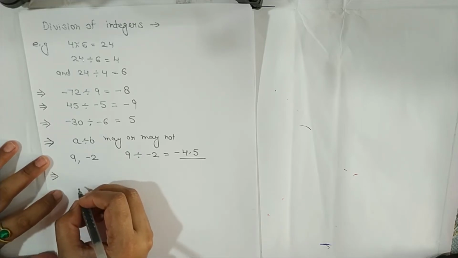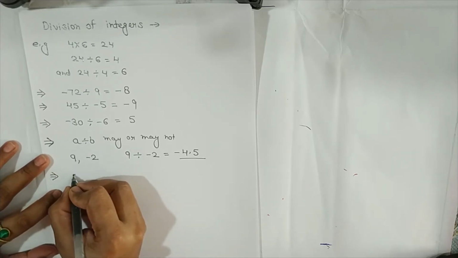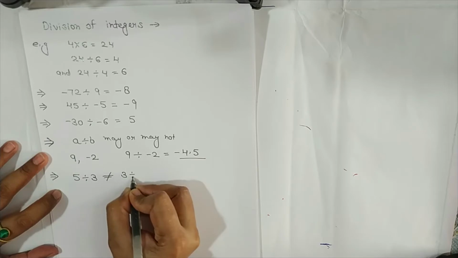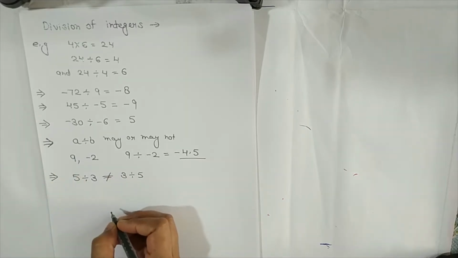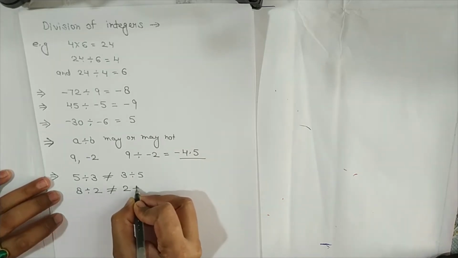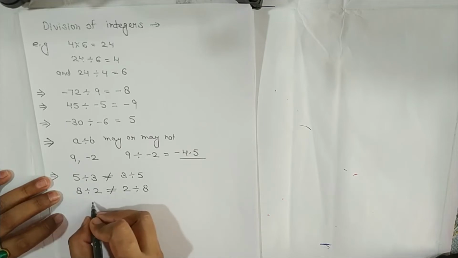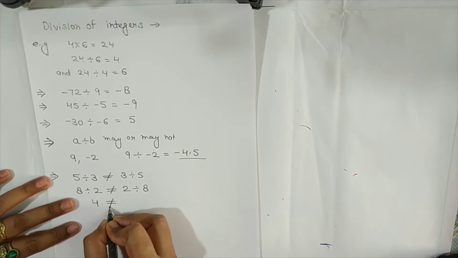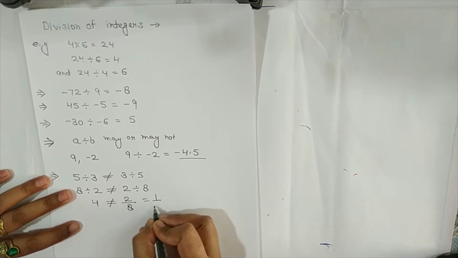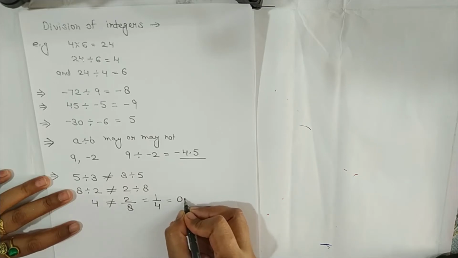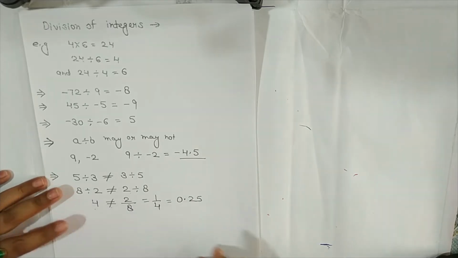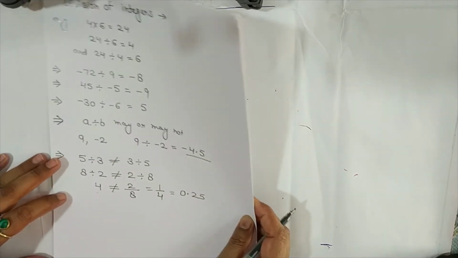Move on to the next property. Division of integers is not commutative. Suppose I write 5 divided by 3 is not equal to 3 divided by 5. Or you can say that 8 divided by 2 is not equal to 2 divided by 8, because the answer here is 4, which is not equal to 2 upon 8. It means 1 upon 4, and it will be 0.25. So 4 is not equal to 0.25. It means division of integers is not commutative.